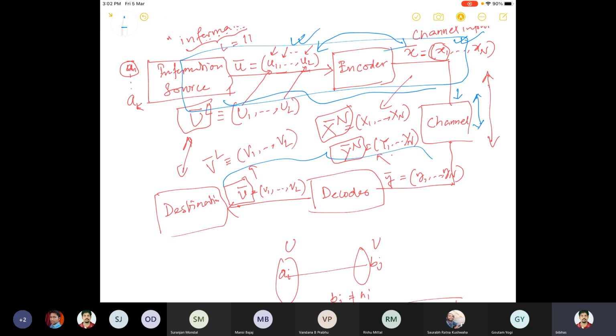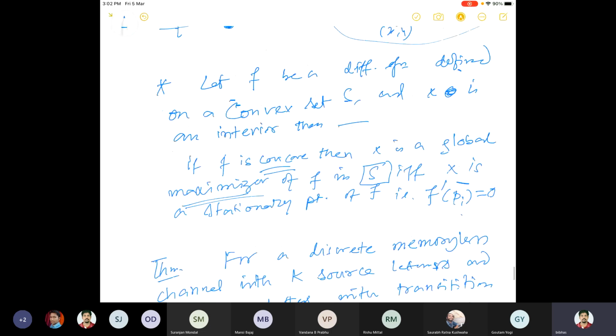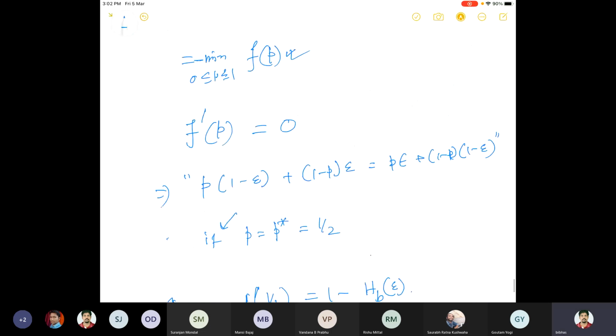In fact, if you closely look at this, suppose you generate U1, U2, UL, so the input here is, let's say, a set of binary digits. Okay, let me write it here again. Let me draw this diagram, otherwise it is a very messy diagram.